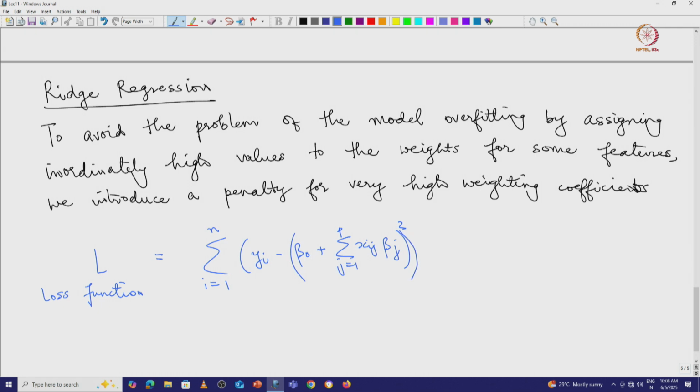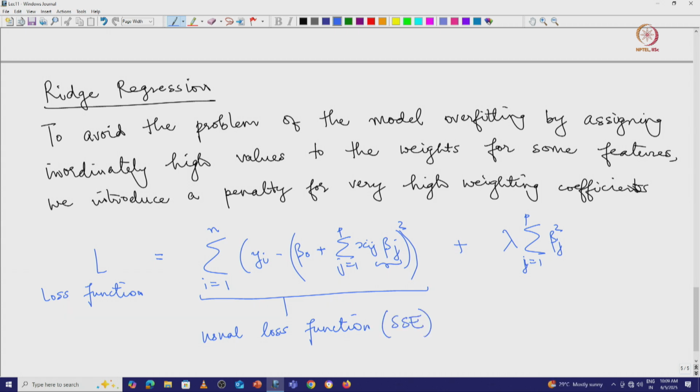So what you would do here is, in this case you would add a penalty function that will prevent these weighting coefficients beta j's from taking very high values. So you sum over all the parameters, j going from 1 to p, and then beta j squared. Okay. So this part of the loss function is the usual loss function, SSE for linear regression.